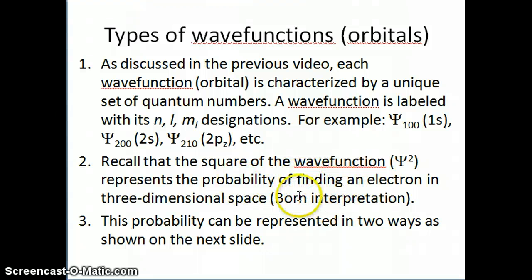But Born came up with this interpretation that the square of the wave function should be the same as the probability of finding the electron in three-dimensional space. So again, that's what we're going to talk about in this topic: how we represent this probability, because we're talking about probability density.